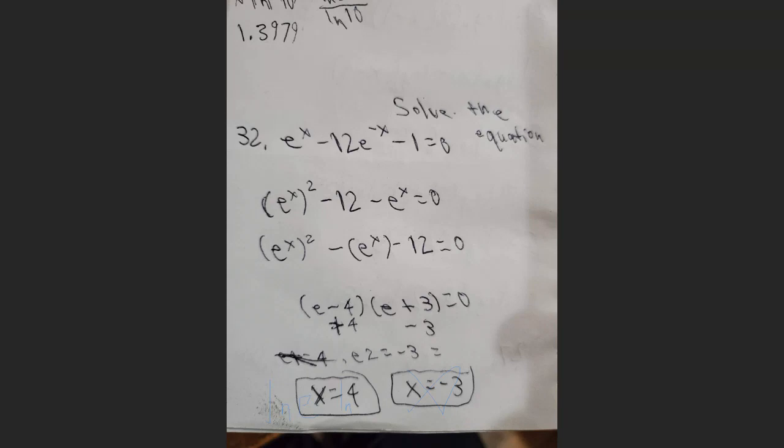We have ln e to the x. What do we do with the exponent of x? We move it to the front of ln. Yes. So that becomes x ln e equals ln 4, right? Because we put ln on both sides. Yeah. Okay, now what's ln e?